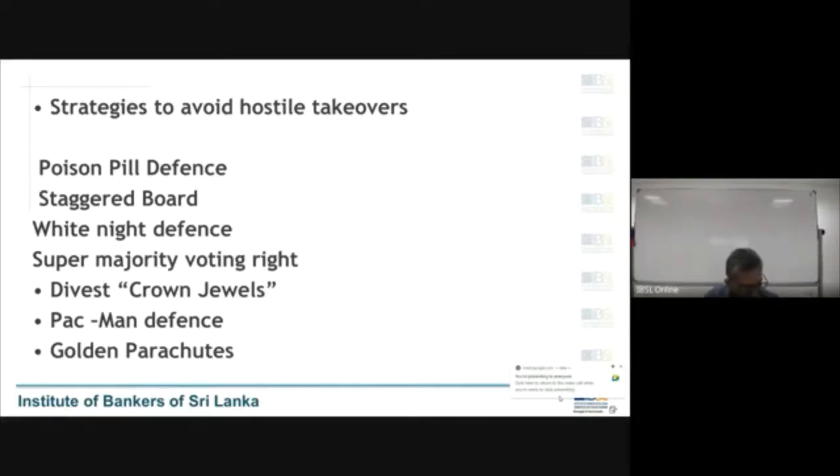And the super majority voting right means convincing major people, making it a difficult process.